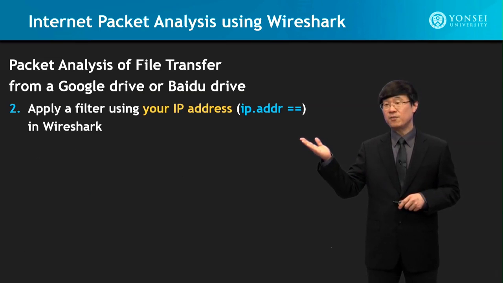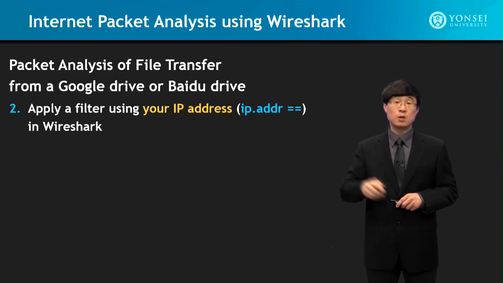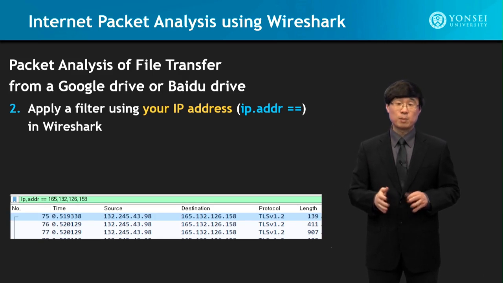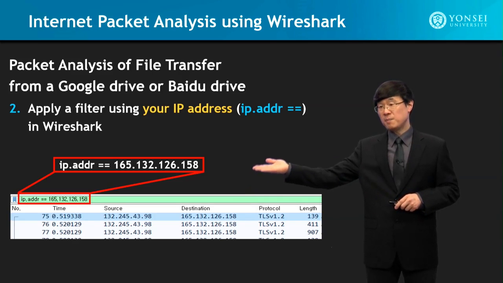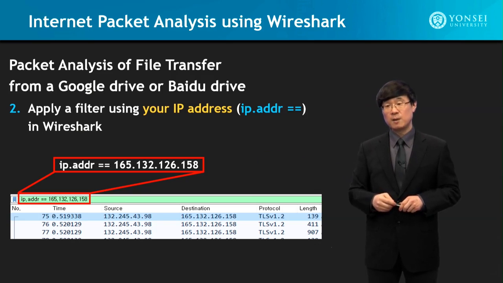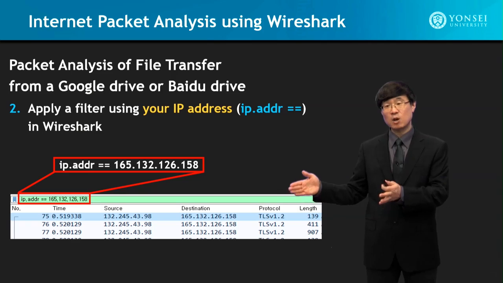Next, we're going to apply a filter using your IP address in this type of format in Wireshark. We're going to place it in this location right there. And by doing that in this format where it says ip.addr == and by putting in your IP address, then you can look at the packets that are related to you.